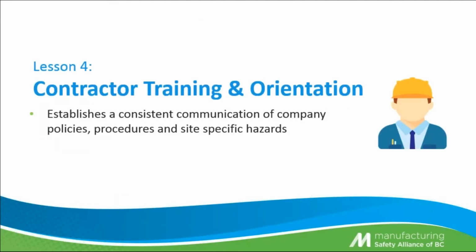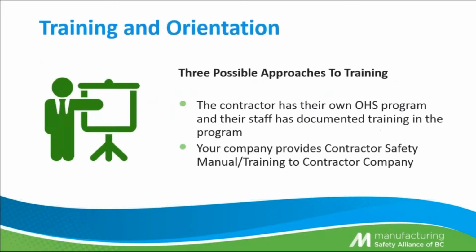On to Lesson 4, contractor training and orientation. The concept behind this is that it establishes a consistent communication of company policies, procedures, and site-specific hazards. There are 3 approaches to training. The first one, especially on a greenfield type application, is that the contractor can have their own occupational health and safety program, and their staff has documented training in the program. They can simply go to that greenfield site and run their own show inside their own boundary.